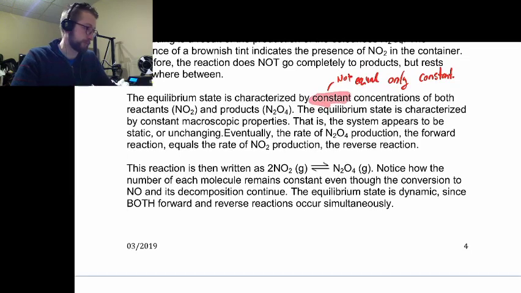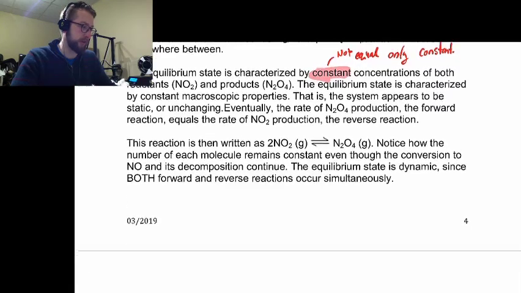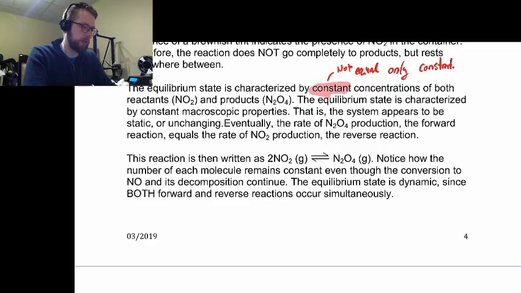So this reaction is then written as 2NO2 and then the equilibrium arrows. So these are the equilibrium arrows.